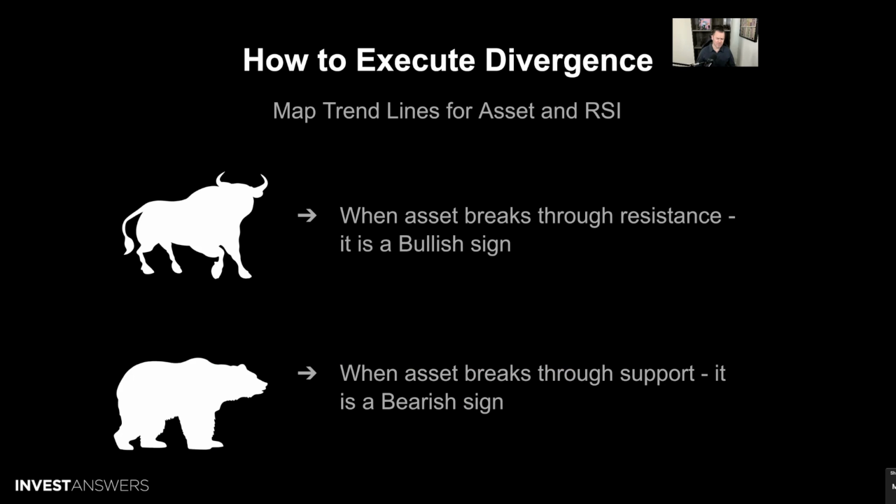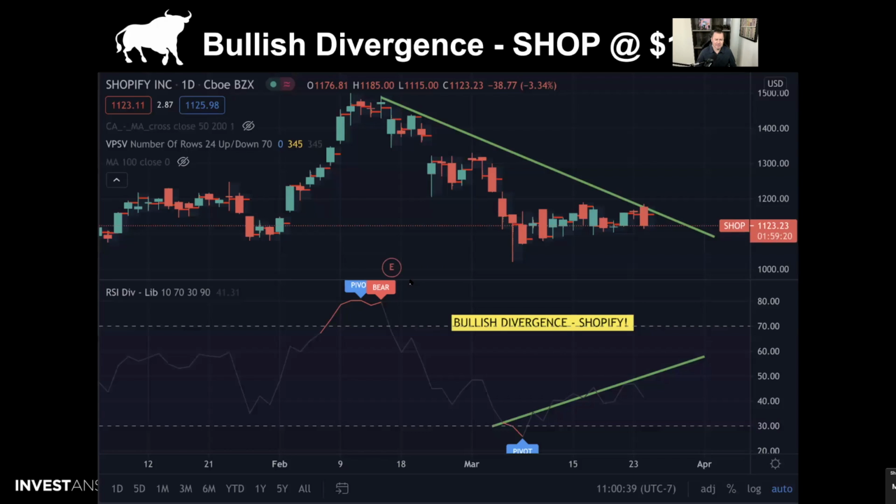Now here, real simple, how to execute divergence. And I'm going to walk through 2 examples very shortly. First of all, again, map those trend lines for your asset and your RSI. And when your asset breaks through resistance, it's a bullish sign. And when your asset breaks through support, it's a bearish sign. Well, let me show you exactly what I'm talking about here.